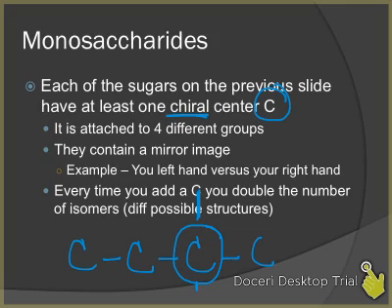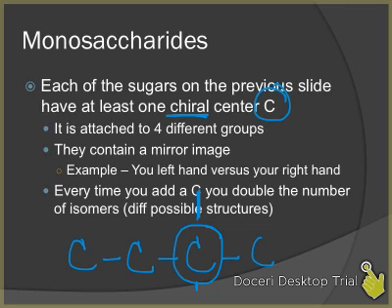So for instance, your left hand and your right hand are mirror images of each other. They're identical. They both have 5 fingers. They're probably approximately the same size. You probably even have similar wrinkles in your hands, but at the same time, they are mirror images. They're not the same thing. Every time you add a carbon to this chain, you actually double the number of isomers.